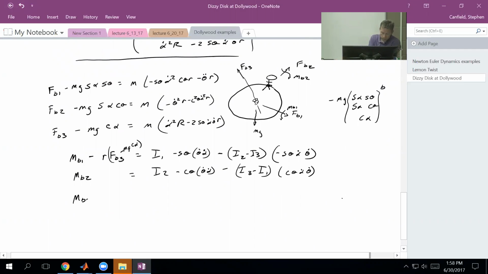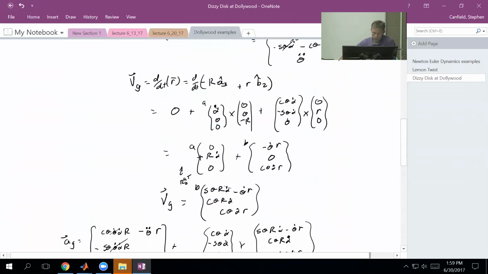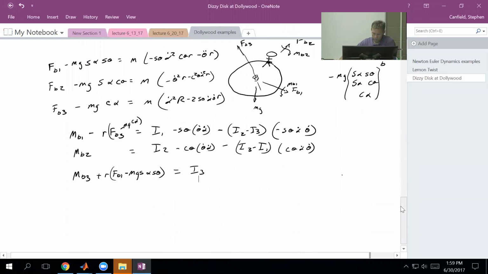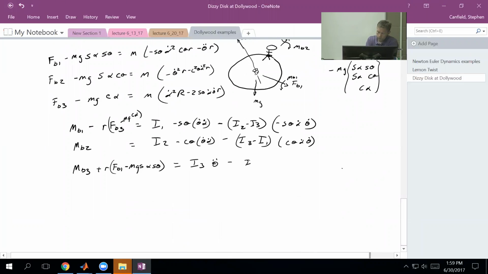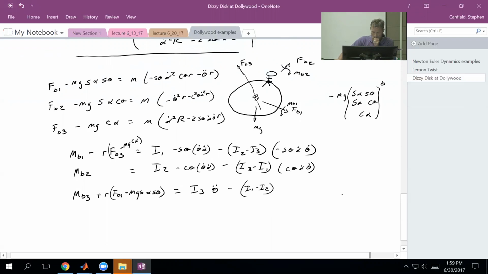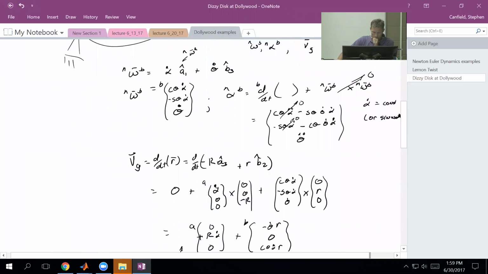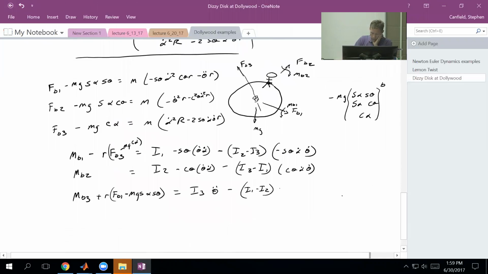And then finally, MB3, the moment around 3 is going to be a plus RFB1 minus mg sine alpha sine theta equals I3 times my alpha 3, which is theta double dot, minus I1 minus I2 times omega 1 times omega 2. So I get sine theta, cos theta, alpha dot squared, negative.